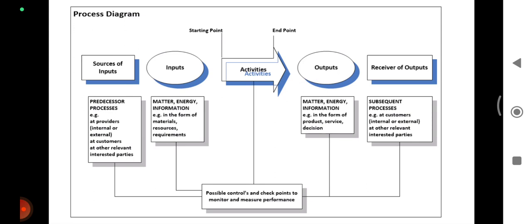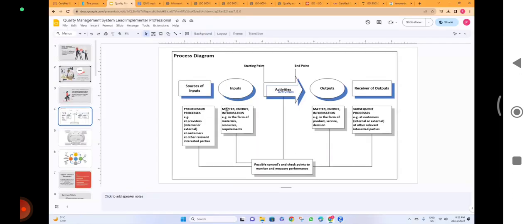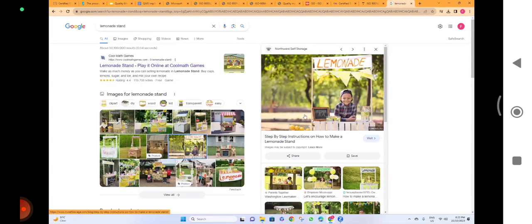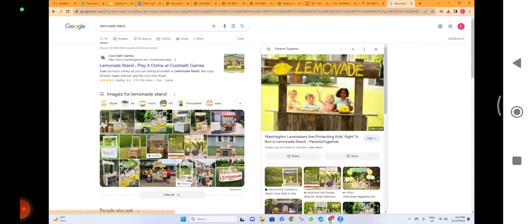What you're looking at right now is called the process approach. So how does it work? The process approach consists of sources of inputs, the activities, outputs, and then the receivers of outputs. Before I use any other organization, and give you more complex or more advanced examples, let me just use the example of the lemonade stand, because I want to really show you how simple the concept is.